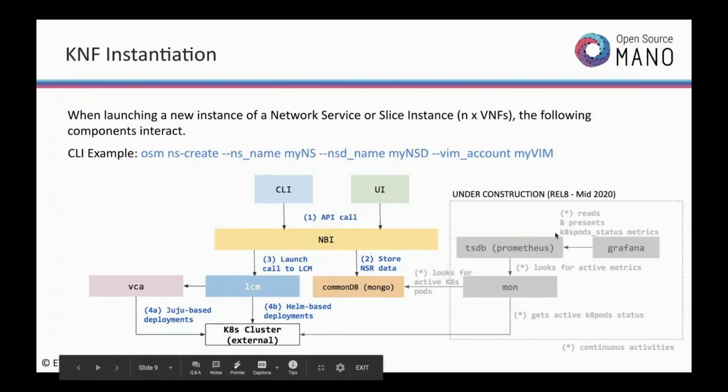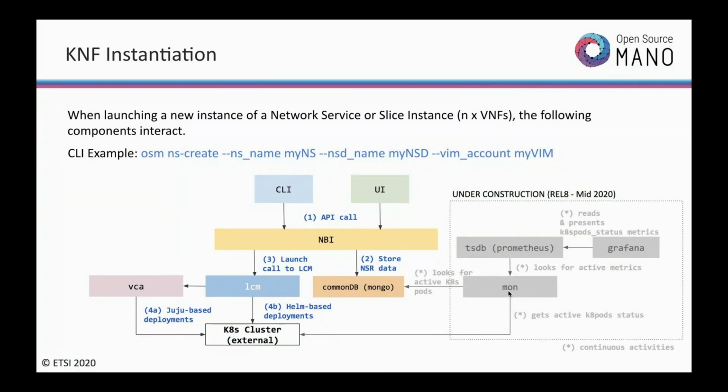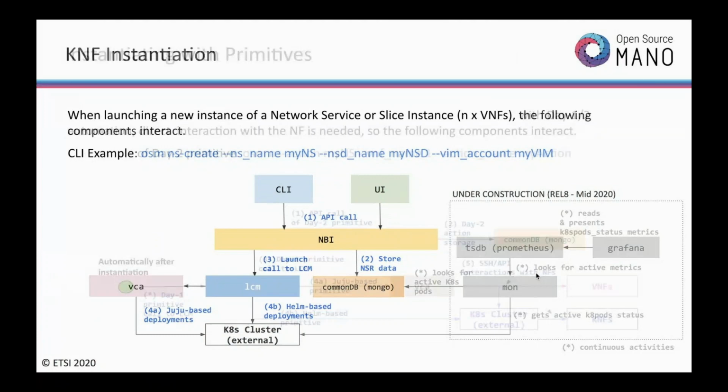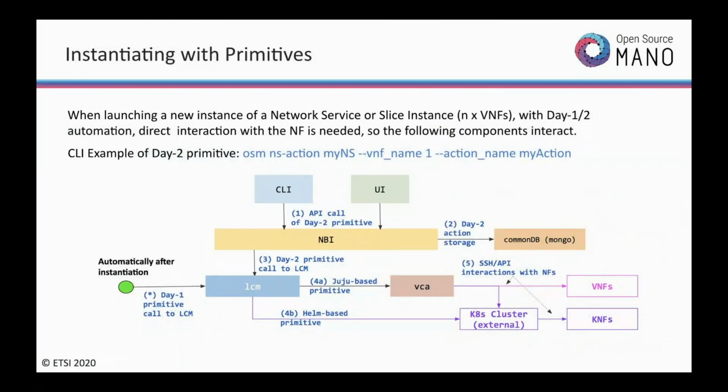So again, under construction, we have the monitoring part to look for active pods and get the status of the pods so that we can more or less know the status of the Kubernetes network function that is roadmap for release 8. Then we have instantiation with primitives. You will learn more about primitives on Wednesday. Some of you already know about them. Primitives are like actions that are run into the network functions so that we produce a new configuration, for example, or some change in our network functions directly.